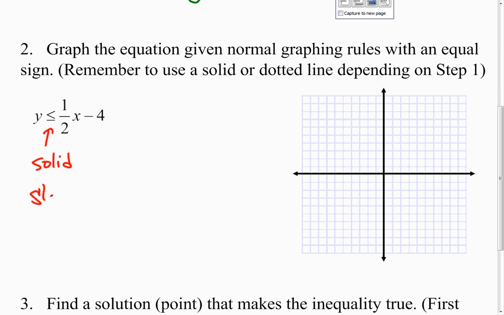My slope here is going to equal 1/2. My y-intercept is going to be at 0, -4. So we're going to go ahead and plot this line. I'm at 0, -4, which is right there. Go up 1 to the right 2, up 1 to the right 2, up 1 to the right 2. You can draw a solid line here because there's the equality.